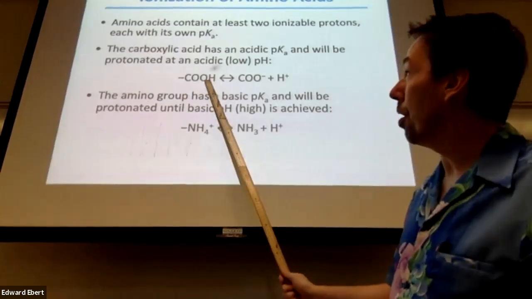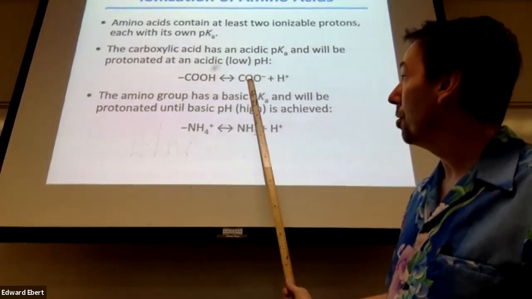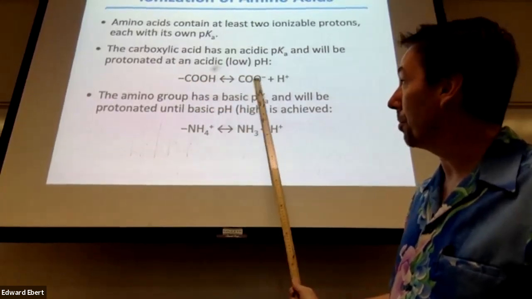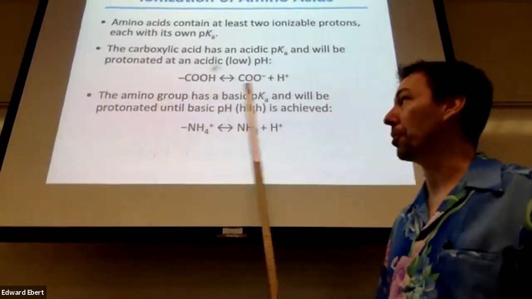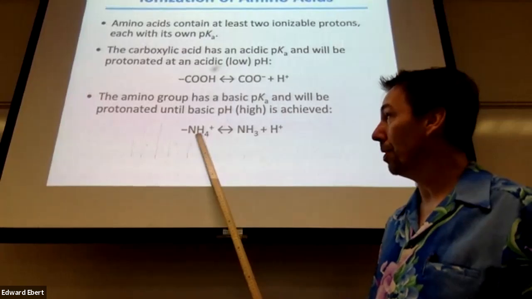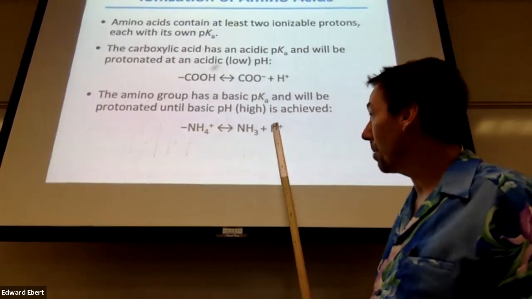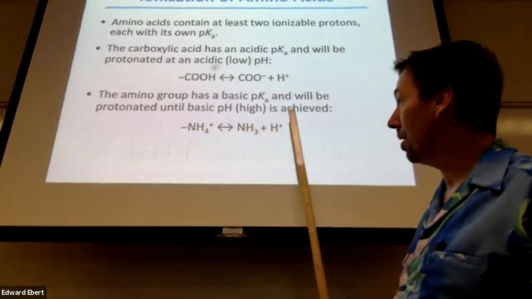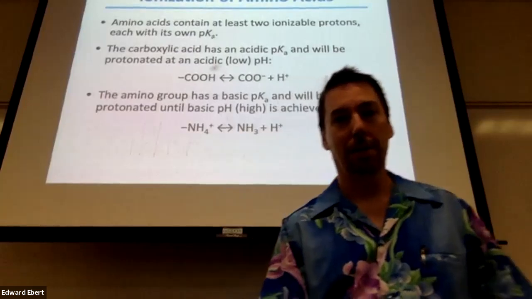Okay. So all of them have this carboxylic acid. We can have that as COOH, or we can abstract that proton and leave behind our COO minus. So we can either have a neutral or negative charge there. The amino group, we can have the NH4 plus. We can abstract that proton to have NH3 and an H plus come here. So we can go from plus to minus. Okay. Alrighty.